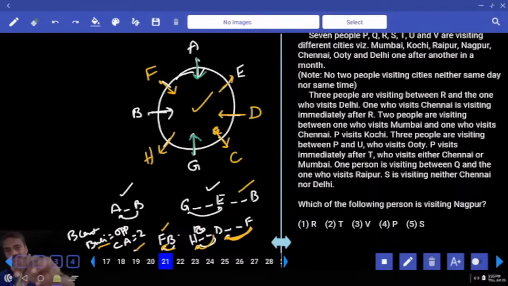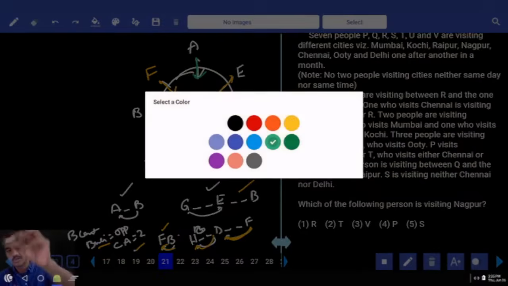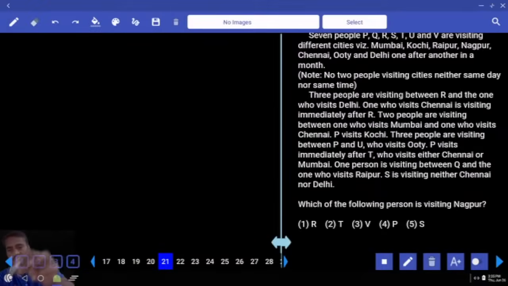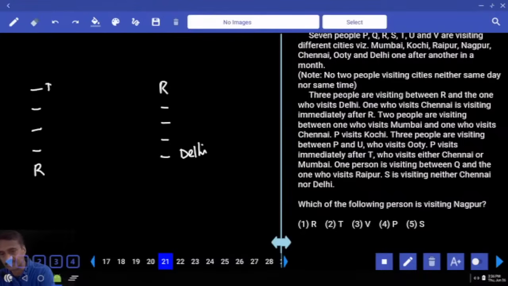Again comes under the first priority here, only 7 persons were there. 3 people between R and the one who visits Delhi. R and the one who visits Delhi, how many? 3 people. How many possibilities we have? 2 possibilities. What are those 2? Now if R is here, between R and the one who visits Delhi, there are exactly 3 people. The one who visits Delhi can be after this R or before this R. If R is here, 1, 2, 3, now this person is from Delhi.